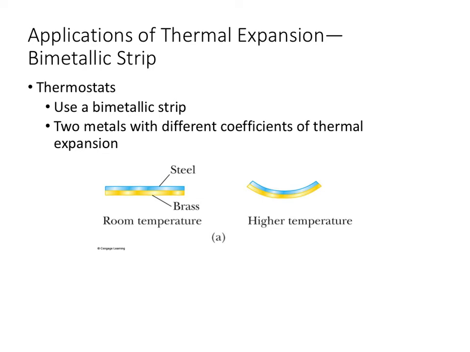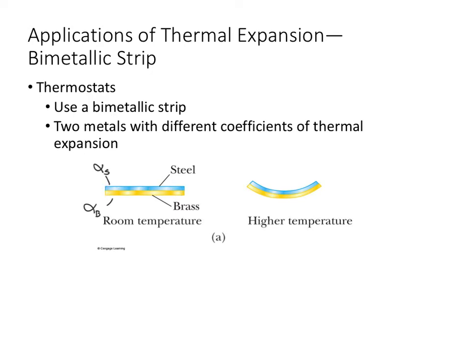Now, one common application of linear expansion is a bimetallic strip, and these are used a lot in, for instance, your thermostat. So let's say you have two thin strips of metal that are made of different materials. So in this example, we have steel and brass. And because they're made of different materials, they have different thermal expansion coefficients. We have one for steel, call this alpha steel, and one for brass, call this alpha brass. And then at room temperature, they're the same length, so that this is flat.